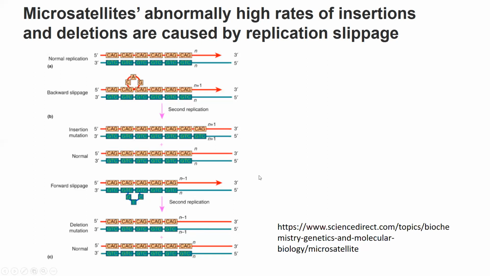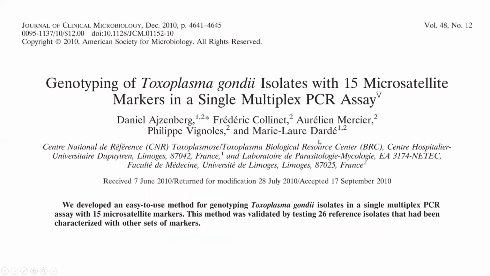The frequency of those slippage replications is high. That's why the microsatellite gives you much higher resolution in identifying individual microbes, in this case Toxoplasma. Okay, so now we get back to using microsatellites to identify Toxoplasma gondii. And here is the paper describing the methodology.